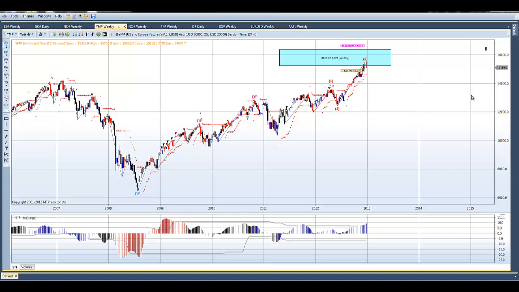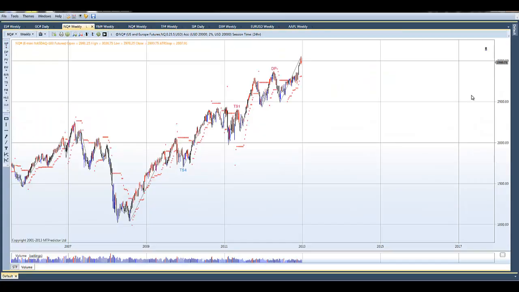The question is, is the pullback going to come first, or is the more upside coming first? So if we project the wave 4 down there, that pullback is around 14,004, call it 460 on the Dow there.